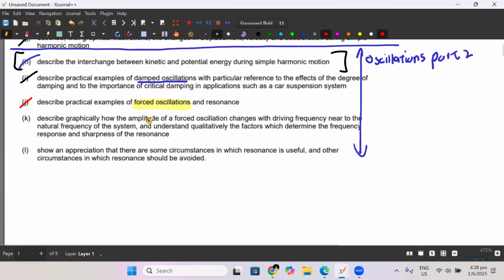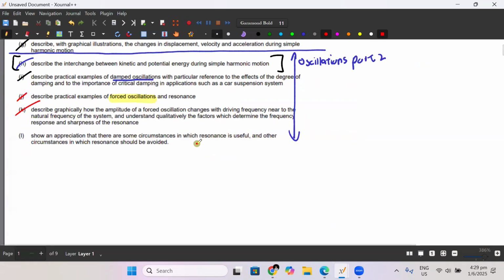Describe graphically how the amplitude changes with driving frequency, and understand qualitatively the factors that determine frequency response and sharpness of the resonance. Yeah, we have just done this. Okay, so done. The last one is quite easy.